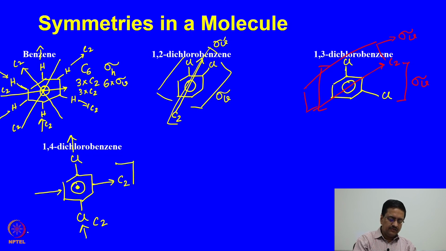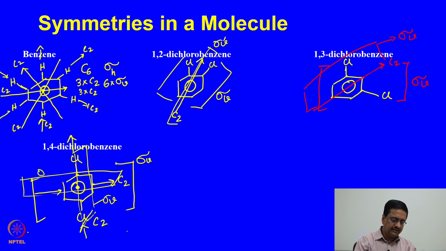Then the plane of the molecule is a sigma plane, that is sigma V. Then the molecule can be divided by this mirror plane, which is another sigma V, and the molecule can also be divided into two parts by that plane, which is another sigma V. So, this molecule has 3 perpendicular C2s and 3 different sigma V's, which are perpendicular to each other.